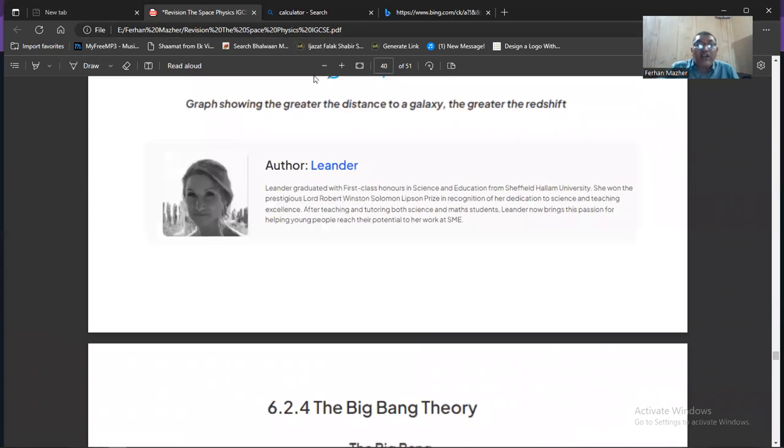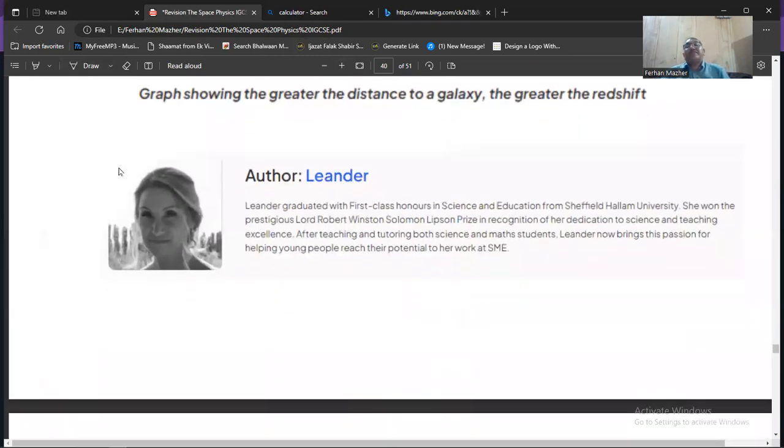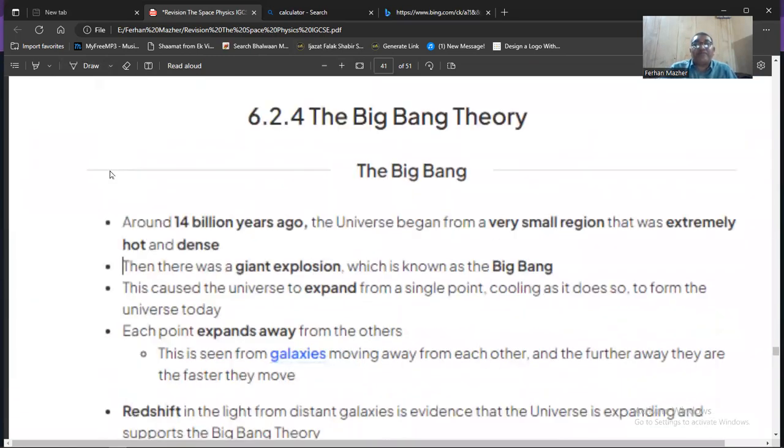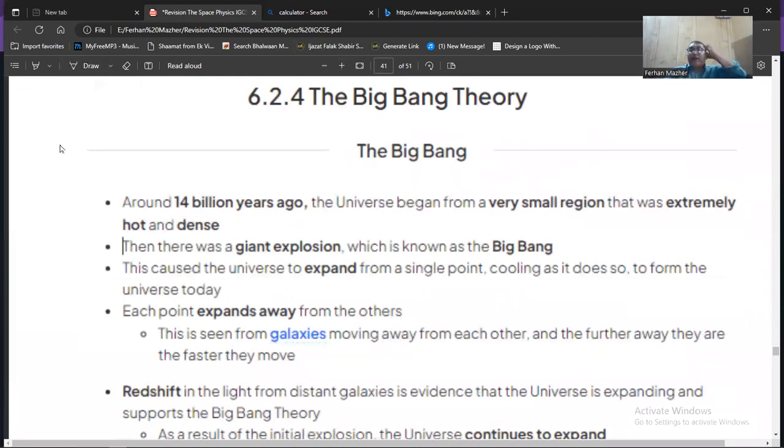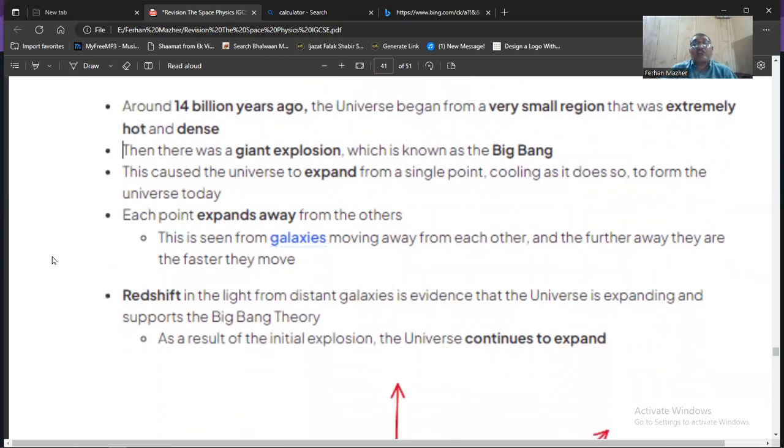The literature which we have just used is written by Miss Leander, and I have taken it from the website Save My Exam. The Big Bang theory: around 14 billion years ago, the universe began from a very small region that was extremely hot and dense. Then there was a giant explosion, which is known as the Big Bang. This caused the universe to expand from a single point, cooling as it does so to form the universe today. Each point expands away from the other.